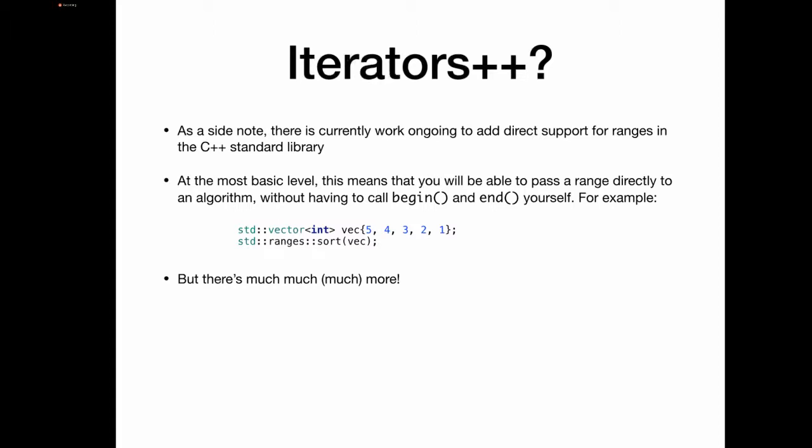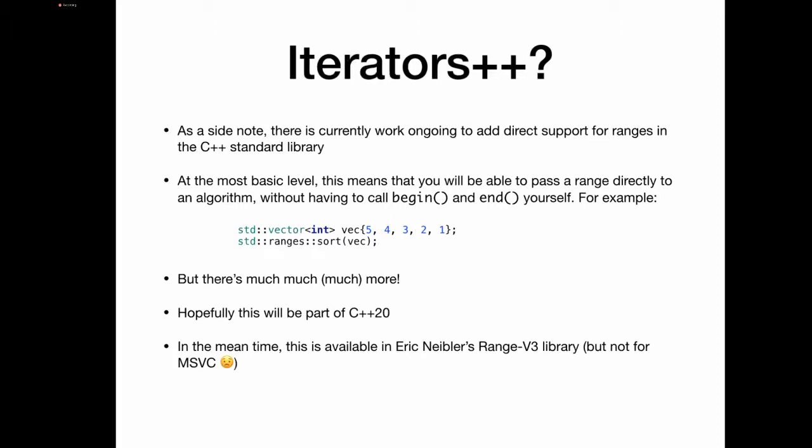Which would be nice. This, by the way, standard ranges sort, there's no guarantee that's what it's going to be. There was literally a committee meeting that finished on Friday, and as of Friday, that's what it is, but it might not be in 2 years' time. So there's much more to this ranges proposal as well. This is just the very tip of the iceberg. Ranges will be absolutely brilliant. So hopefully, fingers crossed, they'll be in C++20, which is the next version. No guarantee, but fingers crossed.